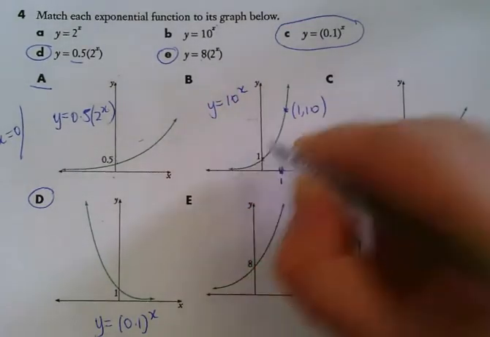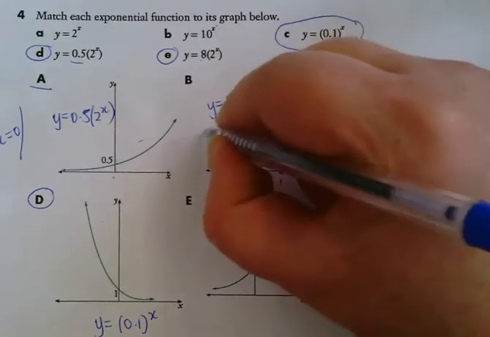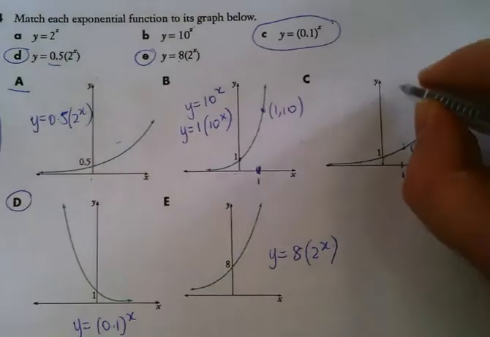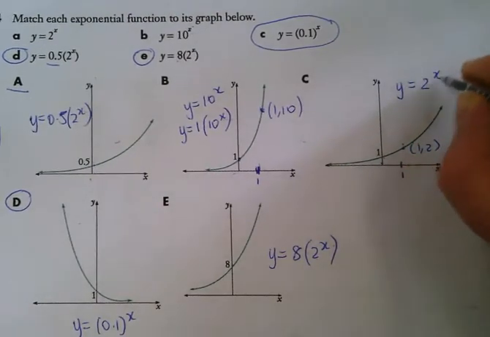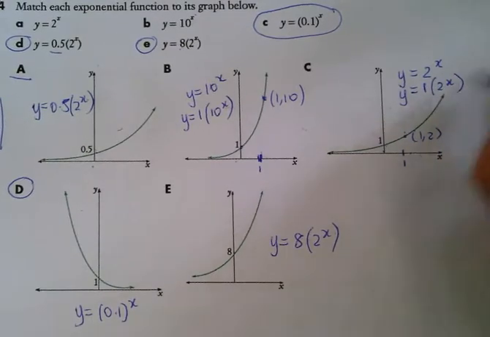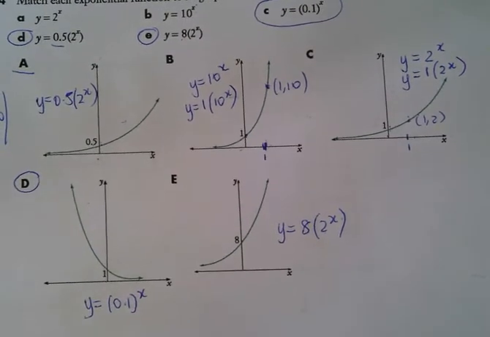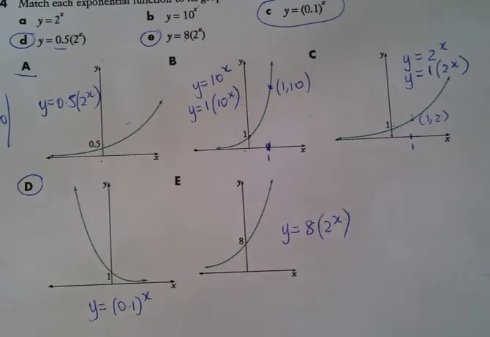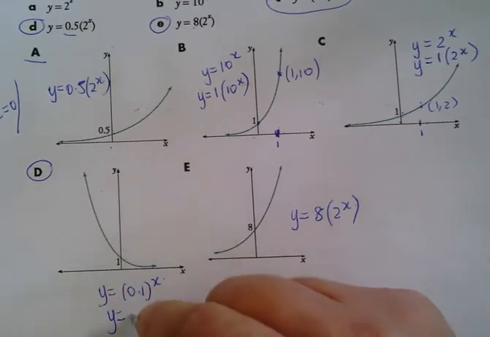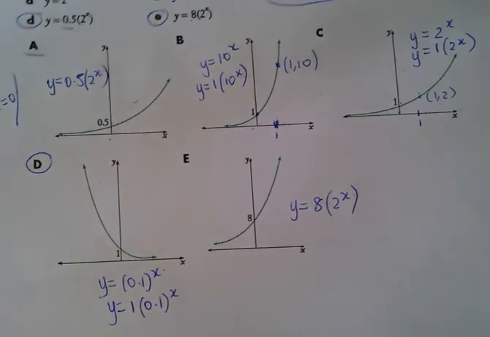You can't tell. It cuts through 1 because y equals 10 to the power of x is really y equals 1 times 10 to the power of x. This we think is y equals 2 to the power of x, but if you want to put it in that other format, it's 1 times 2 to the power of x. That's why it cuts through at 1. And same with this one, cuts through at 1, because when you substitute x is 0, you get y is 1, or you can write it as 1 times 0.1 to the power of x.